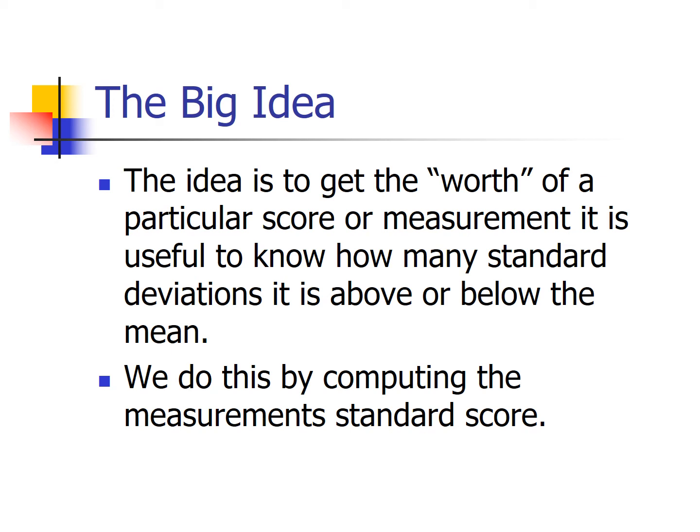And it turns out that there is a formula that allows us to do this by essentially computing something called a standard score. A standard score is just the number of standard deviations a particular observation is above or below the mean.